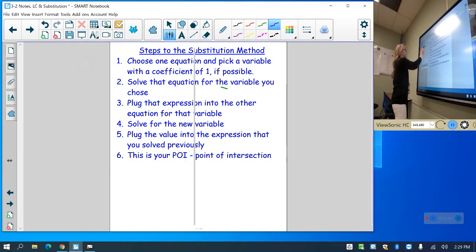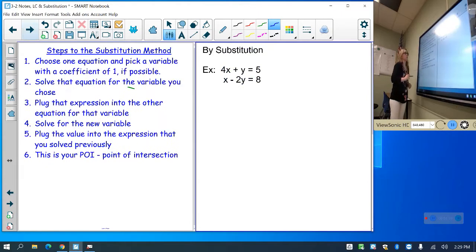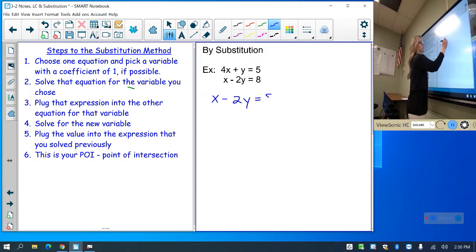Okay, so here are the steps. Let's go ahead and go through a problem on how to solve using substitution. First of all, steps to choose substitution methods. We're going to choose one equation and pick a variable with a coefficient of 1 if possible. So looking at these two equations, I have 4x plus y equals 5 and x minus 2y equals 8. I have two variables with a coefficient of 1. I have the top y and the bottom x. So I'm going to pick one of them. We'll pick the bottom x. So I have x minus 2y equals 8.